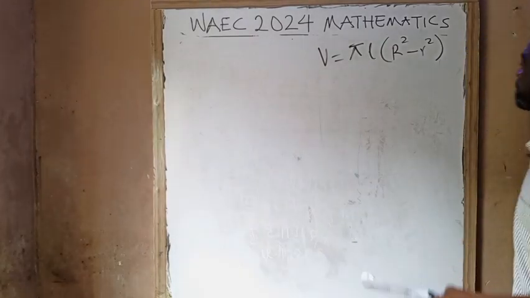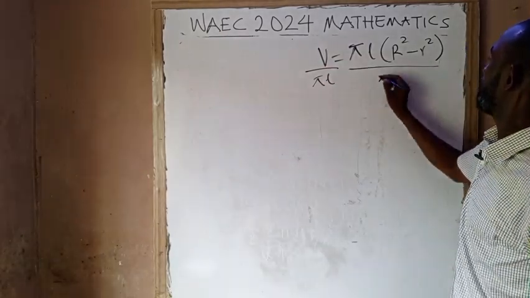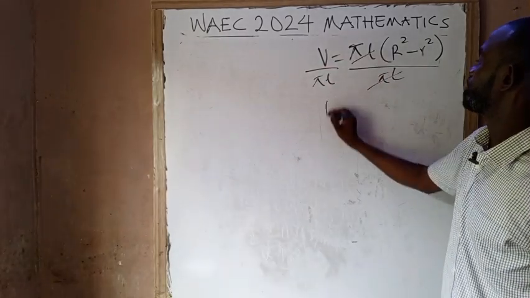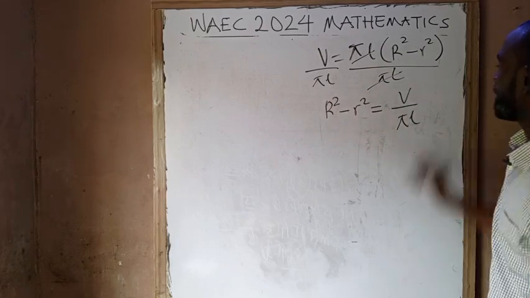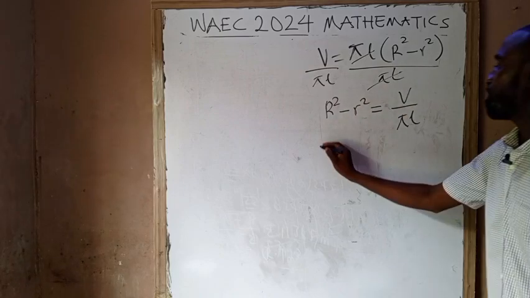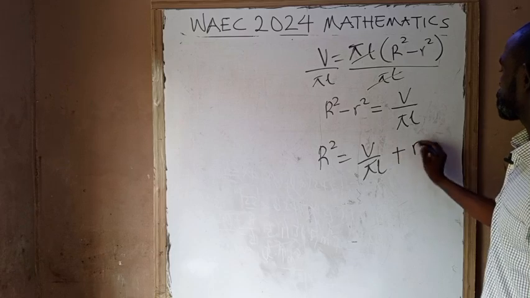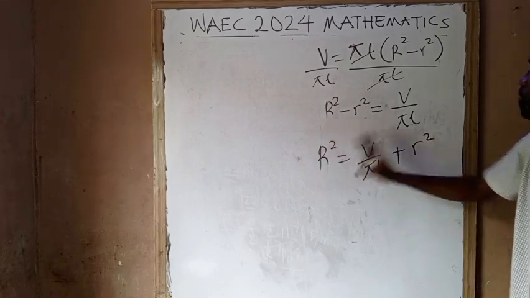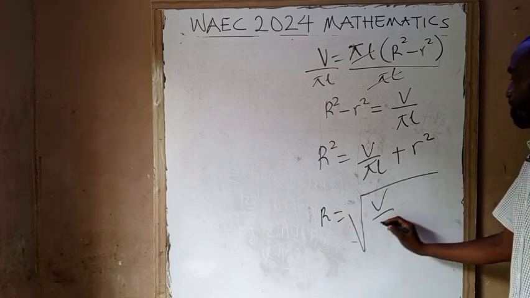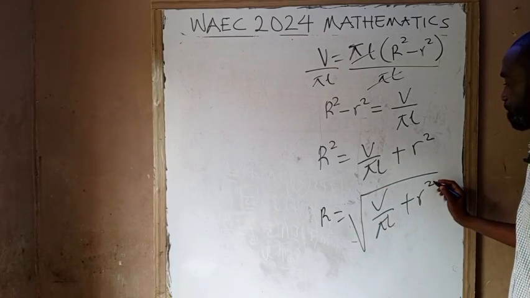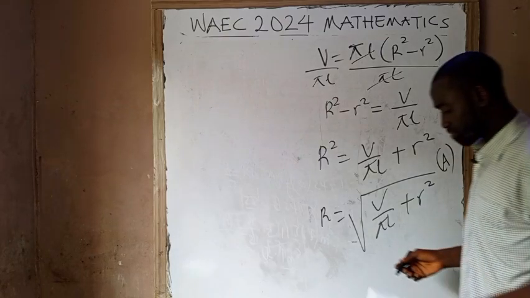So what we're going to do is remove all the things affecting big R. First thing, divide by pi L. So pi L will cancel pi L. Now we have R squared minus r squared is equal to B over pi L. So this one will come here. Now our R squared is equal to B over pi L plus small r, all squared. So we now root both sides. So our R will be equal to the root of B over pi L plus small r, all squared. And the correct answer to that is option A.